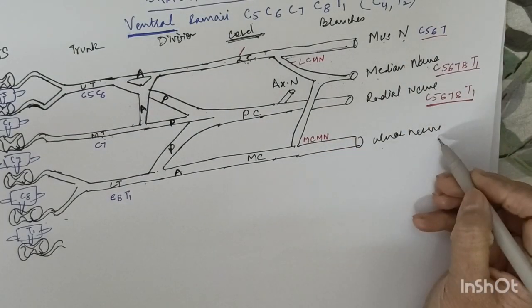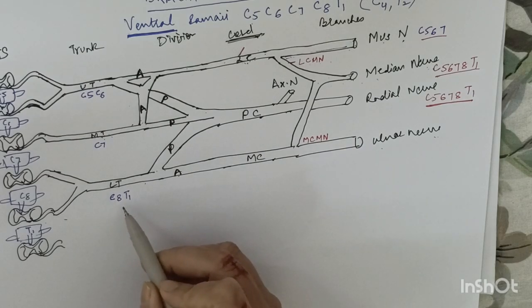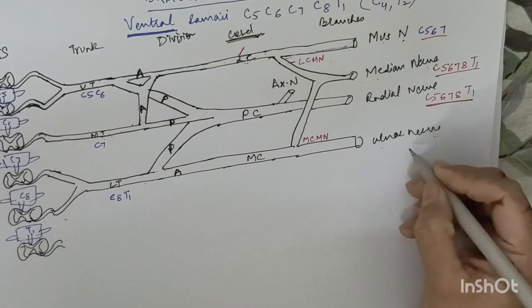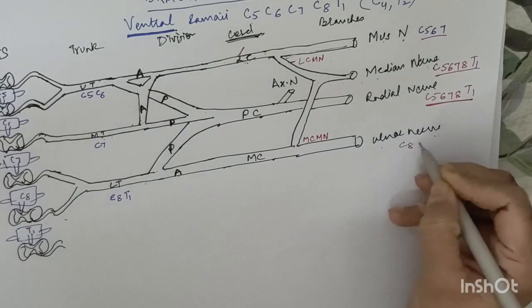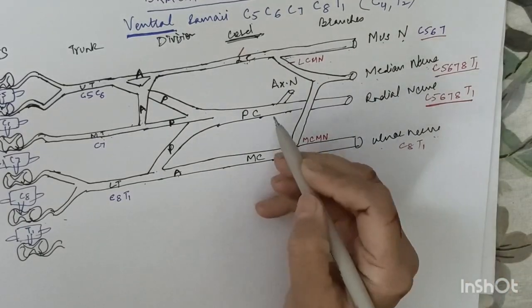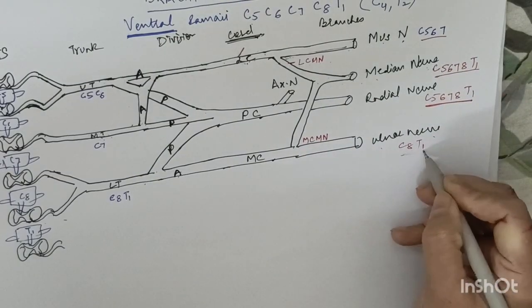And the ulnar nerve is the anterior branch of the lower trunk. So it is supplied by only C8, T1. You need to remember this very clearly.